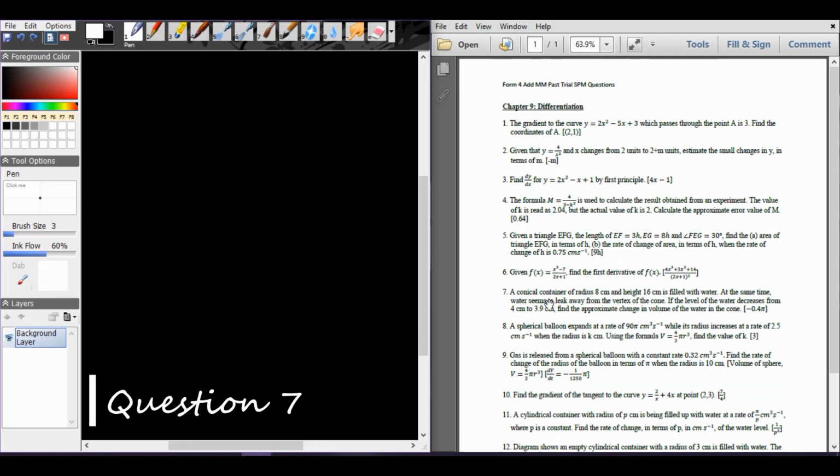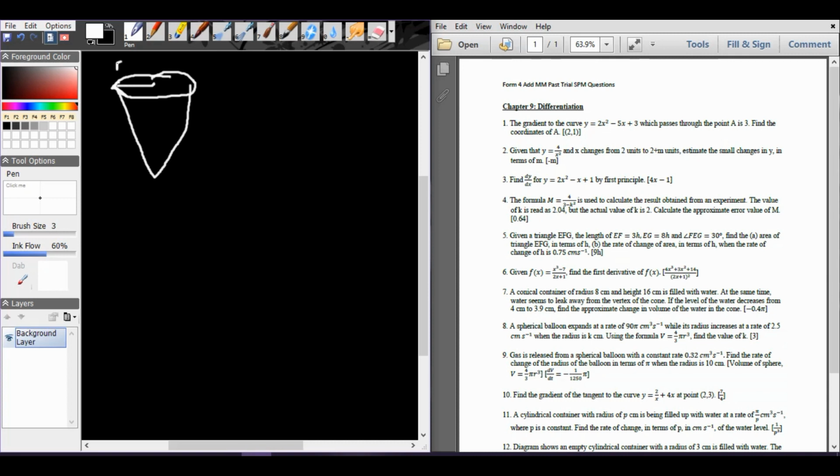Number 7. A conical container of radius 8 cm and height 16 cm is filled with water. Okay, so we have a cone with radius 8 cm and height 16 cm, filled with water. So we are filling water into the cone, so there is some water in the cone. At the same time, water seems to leak away from the vertex of the cone. So while we are filling the water in, the water is also leaking from the cone.